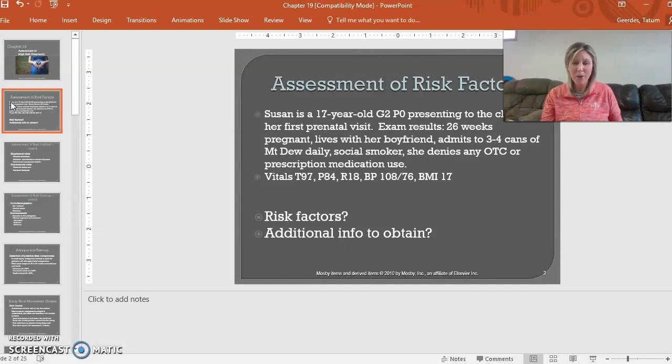I would want to know about her significant health history and also her family history. And then I would also want to know if she had any past surgeries and what is her support system like? You know, she is 17 and she lives with her boyfriend. So that might predispose her to just financial insecurity and might make her feel more that she's alone in this pregnancy as well. So I'd like to find out more information about those factors.